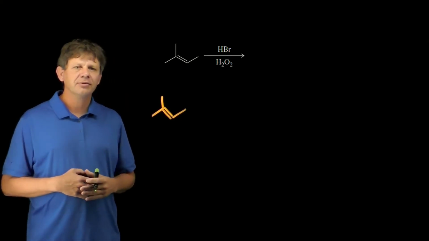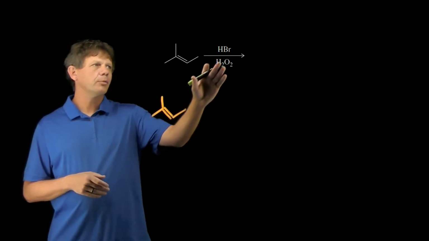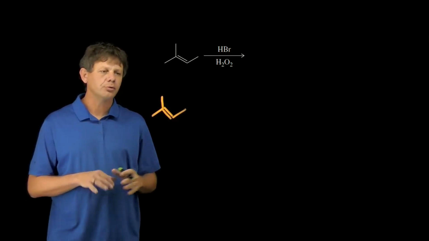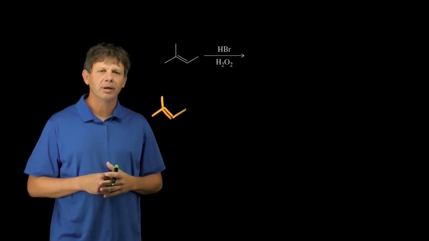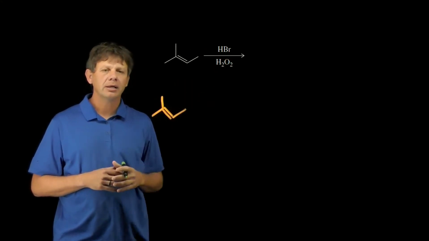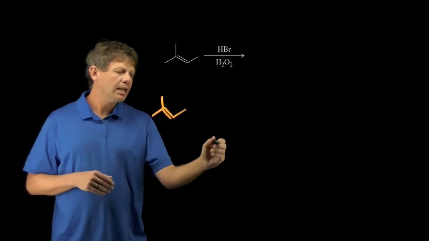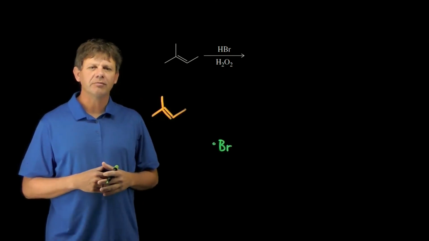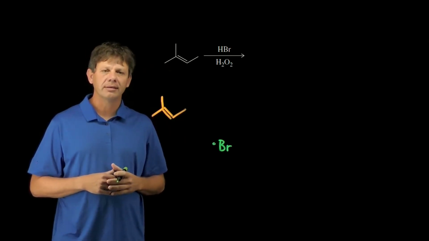In this assessment, we're asked to predict the major product of the reaction of HBr and peroxides with the alkene shown. I've redrawn it here so I don't have to worry about the Weatherman effect. When HBr and hydrogen peroxides react, we're going to end up with a bromine radical. We won't show the mechanism of those steps, but we'll get to this point now.